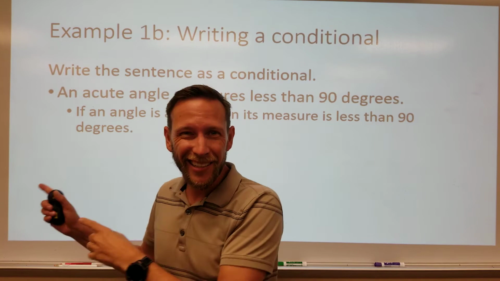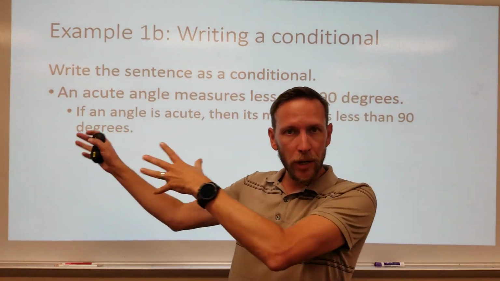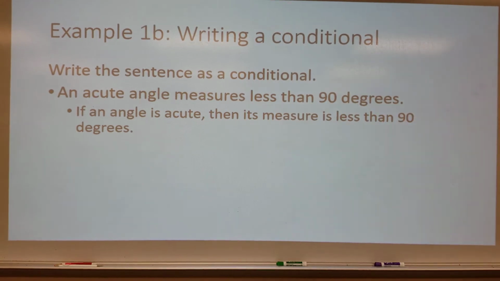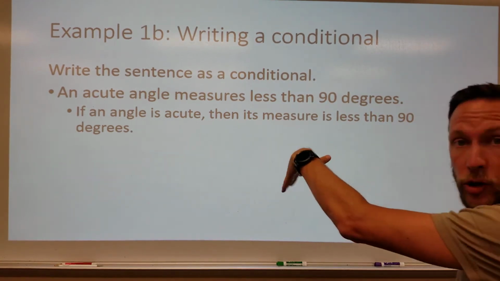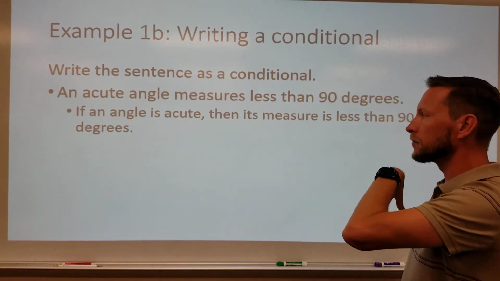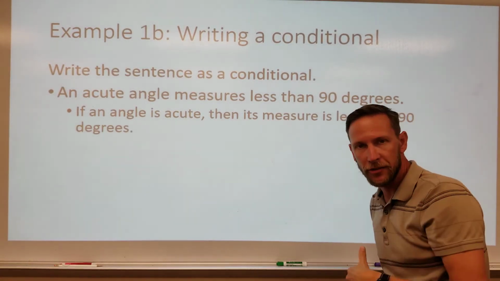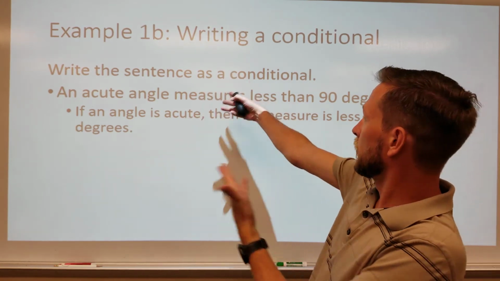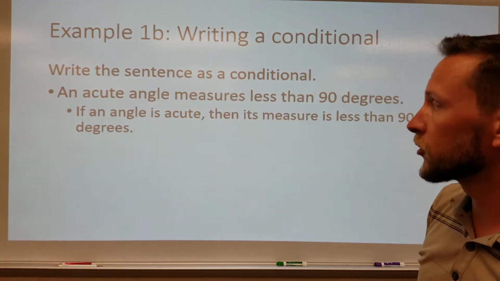Don't put the pronoun in the beginning. Put the pronoun in the second half, if you're trying to save writing time. And either way that you do that is correct. If you want to say, if an angle measures less than 90 degrees, then it is acute, that counts. That is a conditional statement, and it is a conversion of that original sentence.